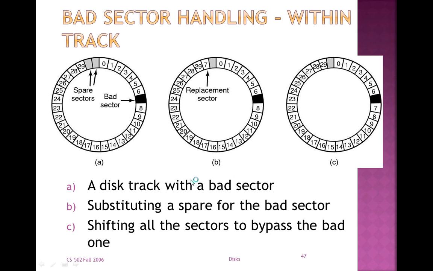A disk track with a bad sector. This is the bad sector part. Substituting a spare for the bad sector. This is the substitution part. Then shifting all the sectors to bypass the bad one. That is, shift each one to the next sector.